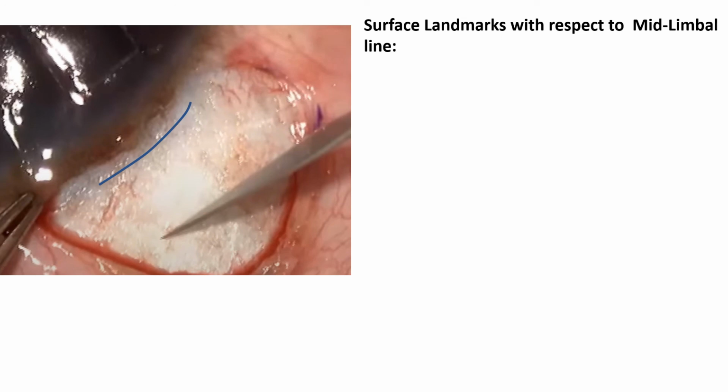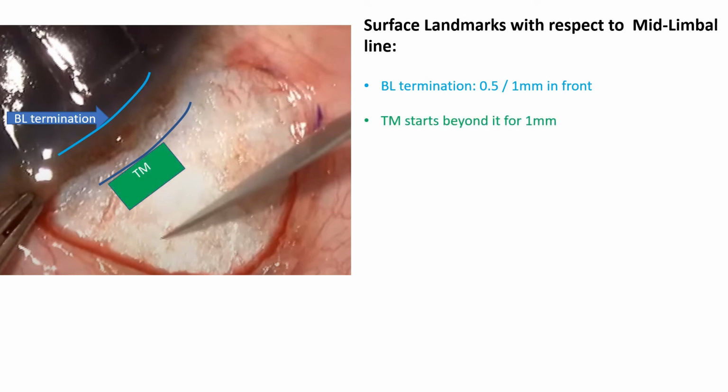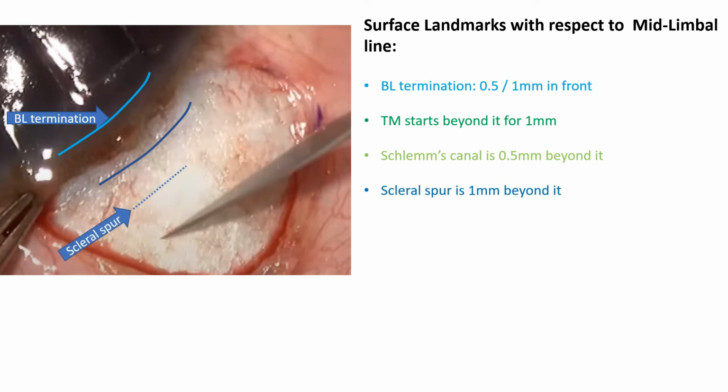Let us quickly identify all these landmarks. Firstly, the Schwalbe's line is at the mid-limbal line. The termination of the Bowman's layer is 0.5 mm or 1 mm in front of the blue limbal line, depending on whether you are in the horizontal or the vertical part of the cornea. The trabecular meshwork starts behind the mid-limbal line and extends for 1 mm beyond it. The Schlemm's canal starts 0.5 mm beyond the mid-limbal line. The scleral spur is exactly 1 mm behind it.